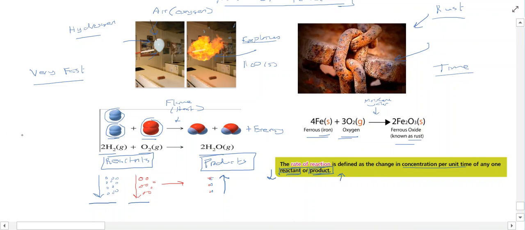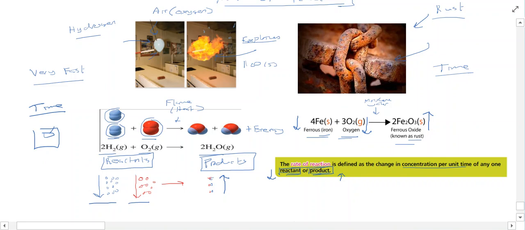So we can use a stopwatch and time how long this takes to happen, and this is what's known as the rate of reaction. The same applies with the iron: as this reaction takes place, the amount of iron decreases, the amount of oxygen decreases, and the amount of rust increases. But it takes a lot longer for this to happen. It's a slow reaction, whereas this reaction here happens instantaneously.